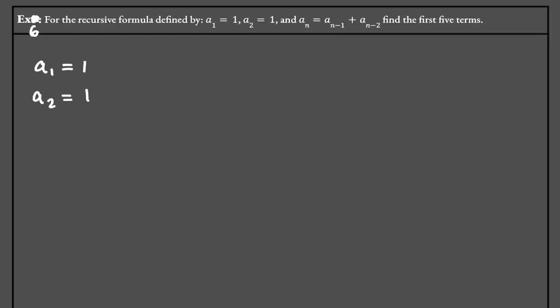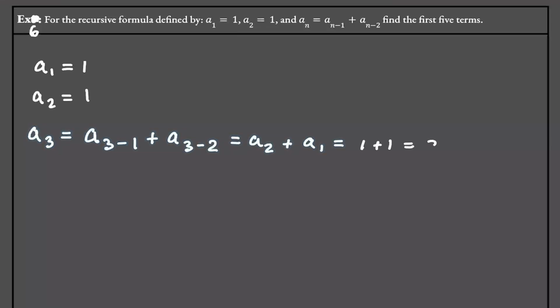Now, if we want to find any more terms in the sequence, then we have to refer to this format here. So let's say a sub 3. If we get a sub 3, then here we would plug in our n value. So 3 minus 1 plus a sub, once again, we're plugging in our n value, 3 minus 2. And so this gives us a sub 2 plus a sub 1. And since a sub 2 is just 1 and a sub 1 is just 1, then we get 1 plus 1 equals 2.